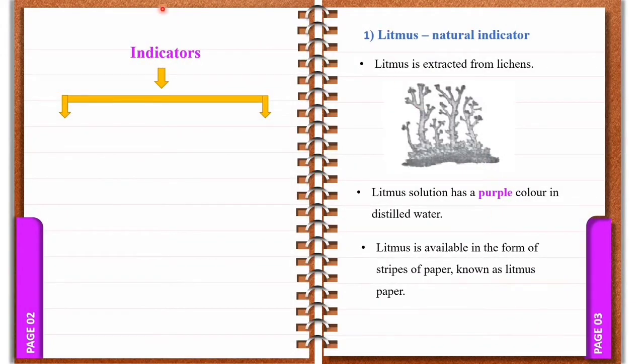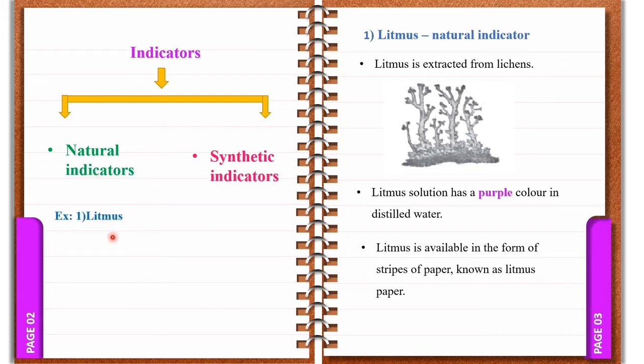Generally, indicators are of two types. Number 1, natural indicators. Number 2, synthetic indicators. Natural indicators, as the name itself indicates, are found in nature, whereas synthetic indicators are man-made indicators. These indicators are prepared in the lab. We'll see the examples of natural indicators. Number 1, litmus. Number 2, turmeric. Number 3, China rose petals. We can call it hibiscus flowers.